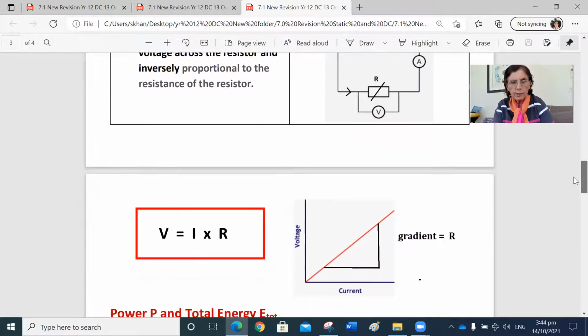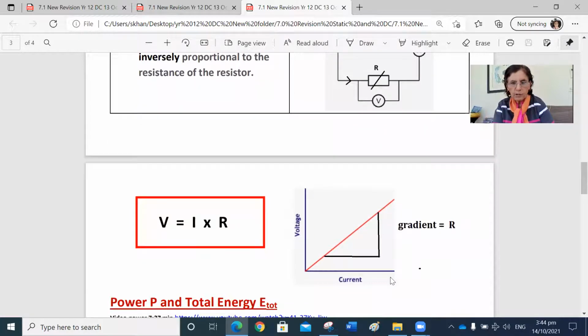Now here, if a graph of voltage against current through the resistor is drawn, it comes out a straight line, and the gradient of the graph represents the resistance of the resistor. So that's Ohm's law.